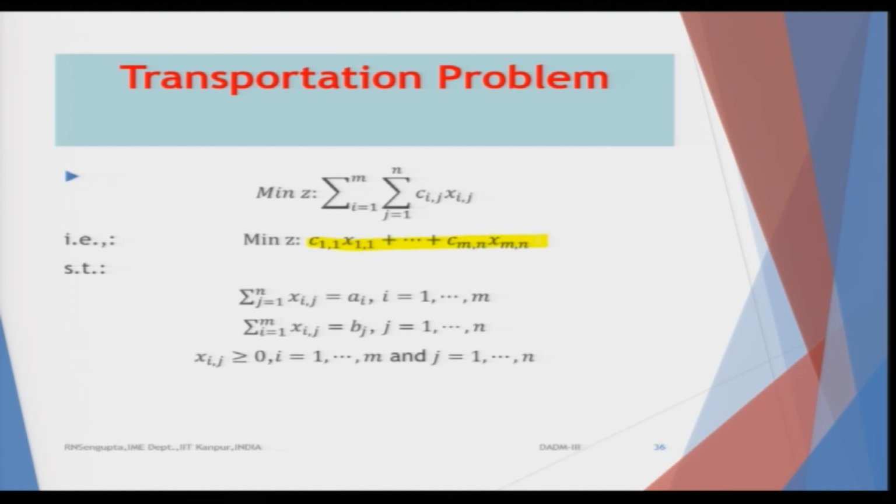Remember, m and n need not be equal. In one case m can be greater than n, in another case n can be greater than m, and obviously if m is equal to n, then you will have a symmetric matrix. Now, what are the constraints?